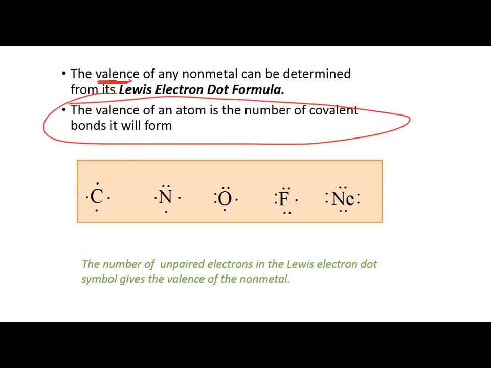We've been looking at Lewis structures of molecules. These are simple Lewis structures of just the atom. Do you see where carbon, we said, is 4A? Those are the 4 valence electrons around a carbon atom. Nitrogen is 5A. Those are the 5 valence electrons around a nitrogen atom. Oxygen is 6A, fluorine 7A, and neon is 8A.